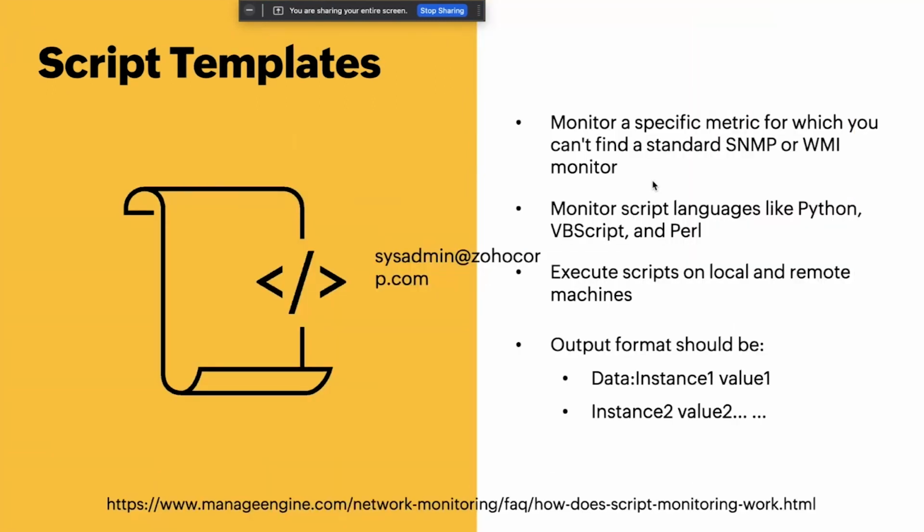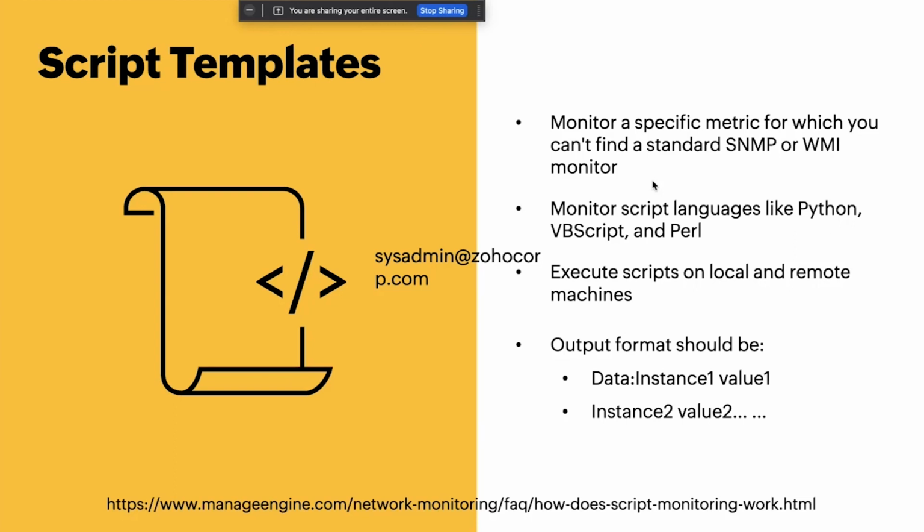So script monitoring or script templates is something that'll be useful when you want to monitor a specific metric that is not supported by standard SNMP or WMI protocols. Let's say you want to monitor the expiry dates of SSL certificates on your servers, and this cannot be done using SNMP or WMI protocols. In such cases, you can write up a script on your own. You can write your own script using supported languages such as Python, VB, or Perl, and you can import those scripts into OpManager and use those scripts to monitor for certain things like we just mentioned, the expiry dates of the SSL certificates.